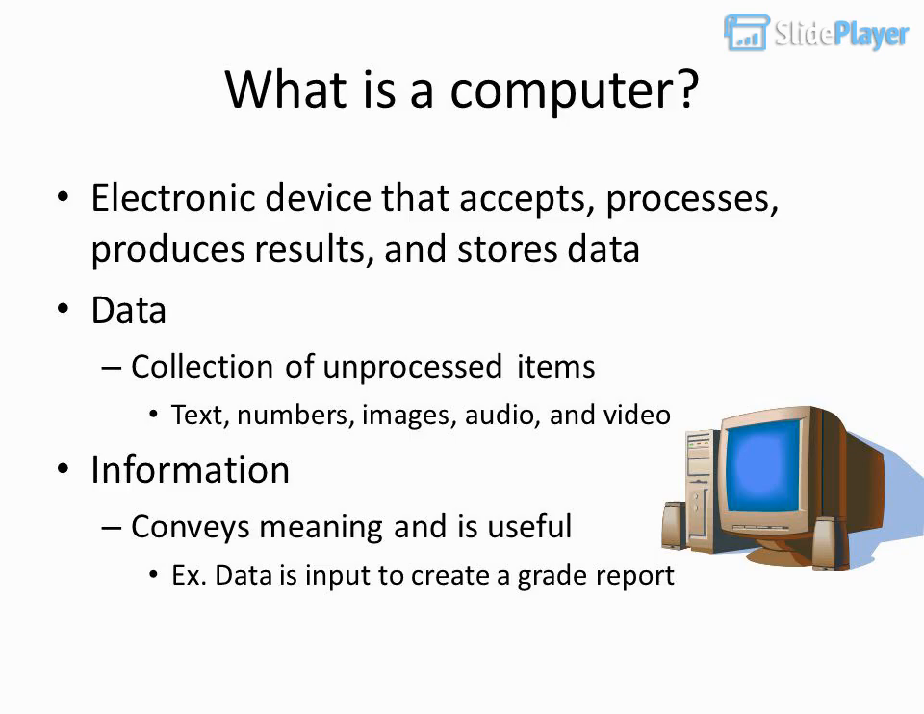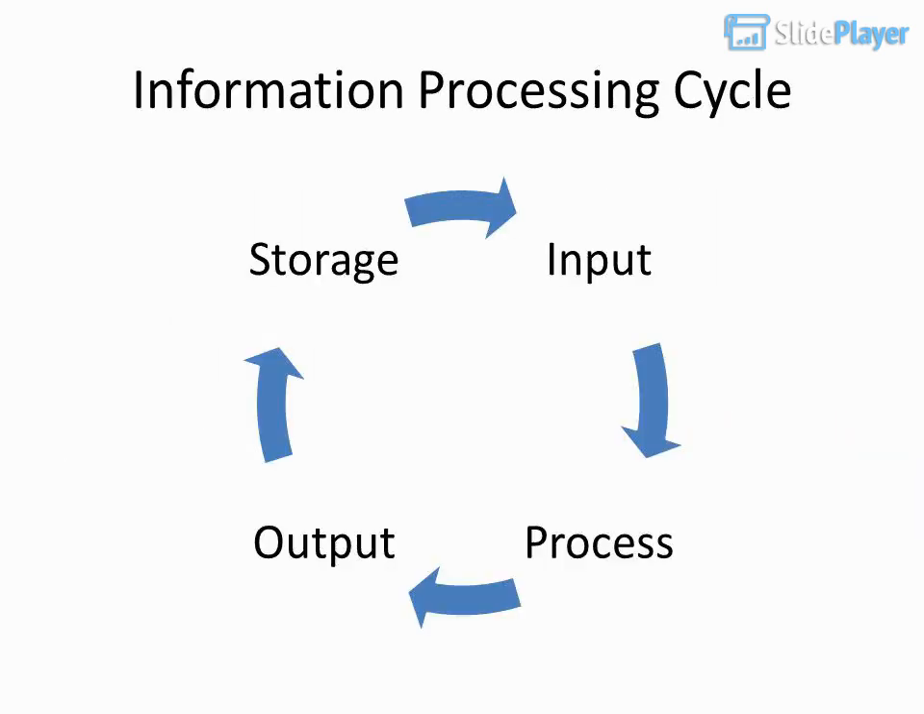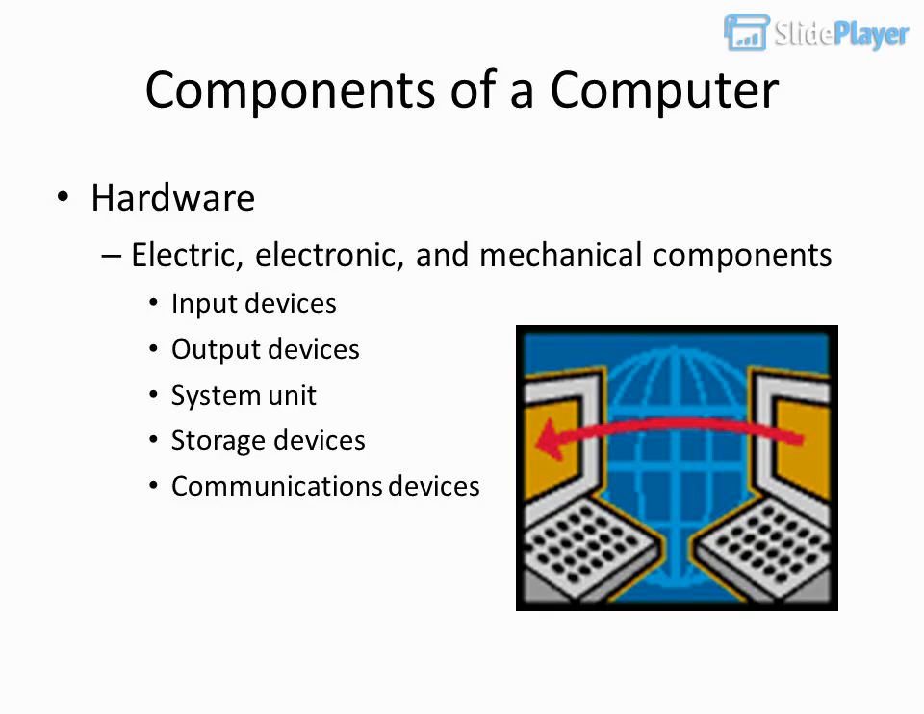What is a computer? An electronic device that accepts, processes, produces results, and stores data. Data is a collection of unprocessed items: text, numbers, images, audio, and video. Information conveys meaning and is useful. For example, data is input to create a grade report. Information processing cycle: input, process, output, storage.